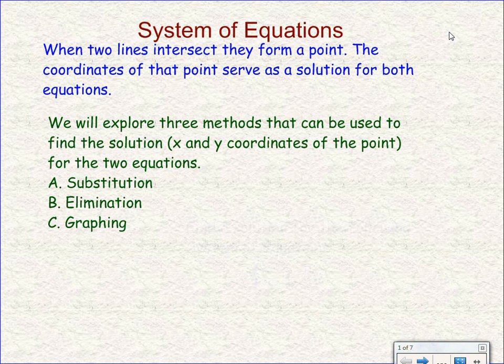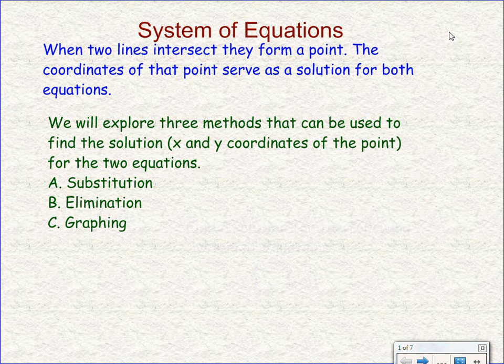We'll explore three methods that will allow us to solve systems of equations. Substitution, you've heard that word before. It means when you have a value for an expression or a variable, you substitute that value. Elimination, in this case, means canceling out a term. We will cancel out one variable term and solve for the other variable, and then substitute that.